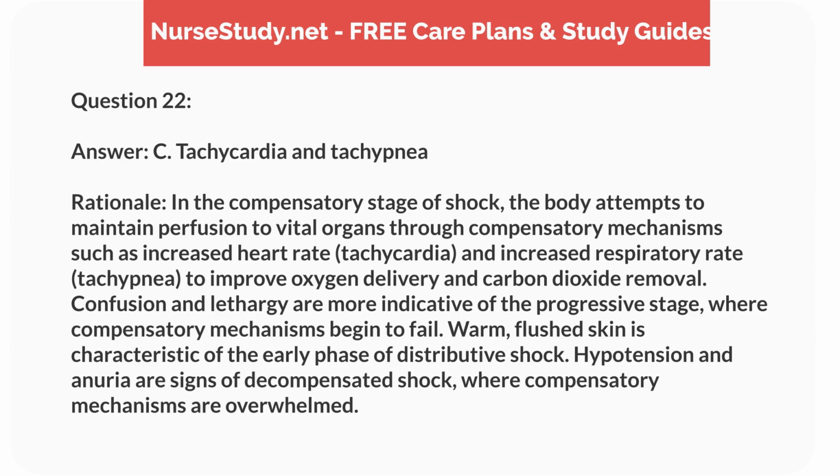Tachycardia and tachypnea. Rationale: in the compensatory stage of shock, the body attempts to maintain perfusion to vital organs through compensatory mechanisms such as increased heart rate, tachycardia, and increased respiratory rate, tachypnea, to improve oxygen delivery and carbon dioxide removal. Confusion and lethargy are more indicative of the progressive stage, where compensatory mechanisms begin to fail. Warm, flushed skin is characteristic of the early phase of distributive shock. Hypotension and anuria are signs of decompensated shock, where compensatory mechanisms are overwhelmed.